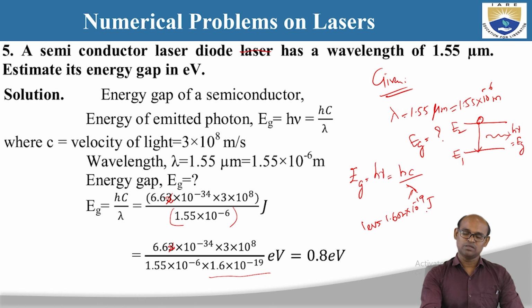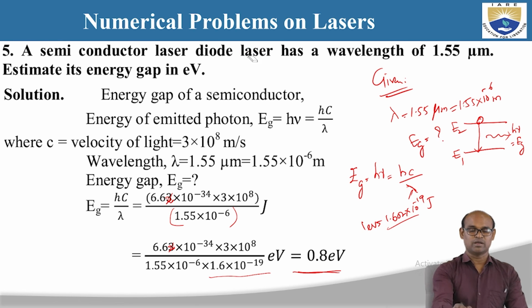If you want to convert these joules into electron volts, I already have joules, so divide this by 1.602 into 10 power minus 19. Then whatever answer you get, you can write in terms of electron volts. So 0.8 electron volts is the answer for this numerical problem.